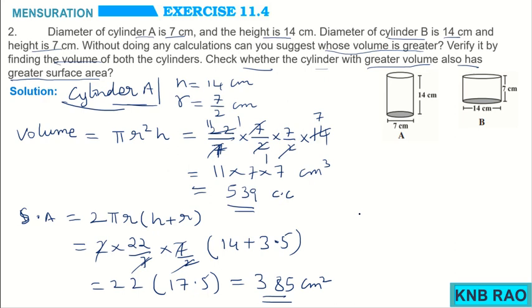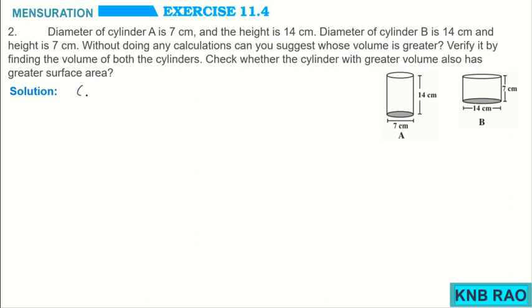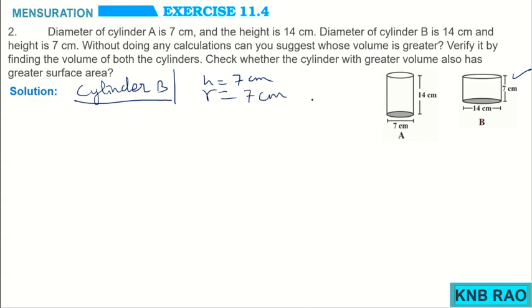So, I got the information related to cylinder A, both volume of it and surface area of it. Now, I will go for finding all the information about cylinder B. Moving on to cylinder B. In cylinder B, I have got height as 7 centimeter, and when diameter is 14, radius will be half of it, that is 7 only, 7 centimeter.